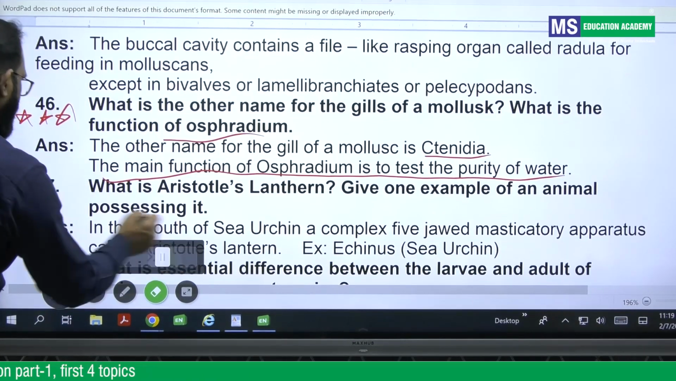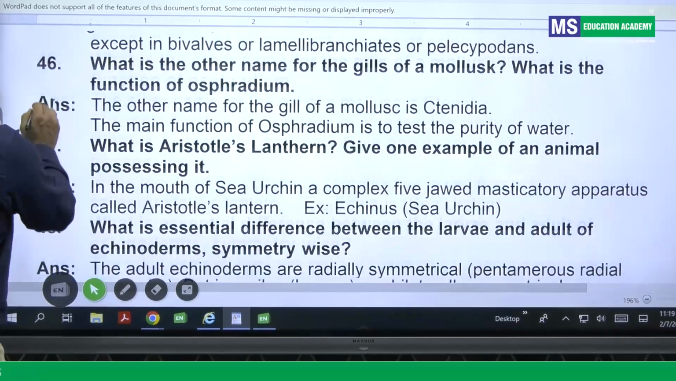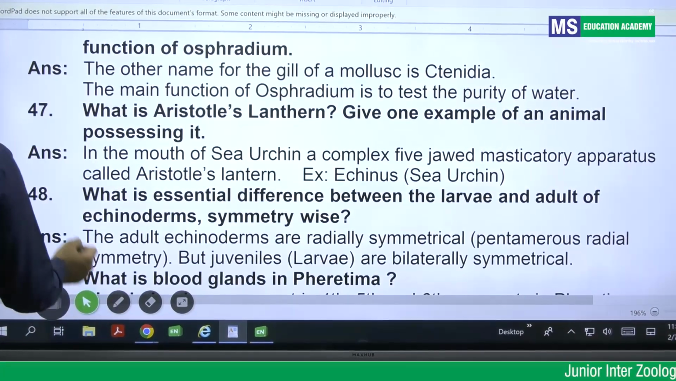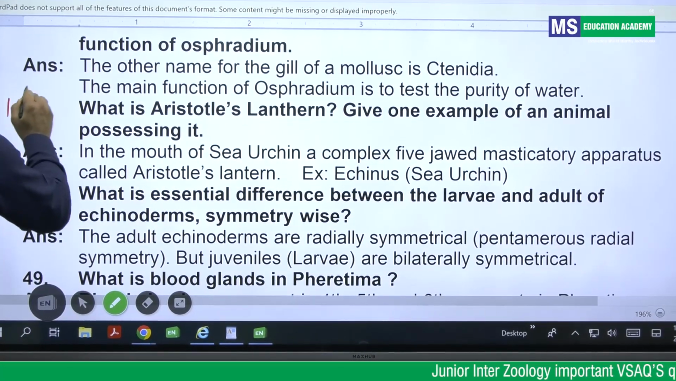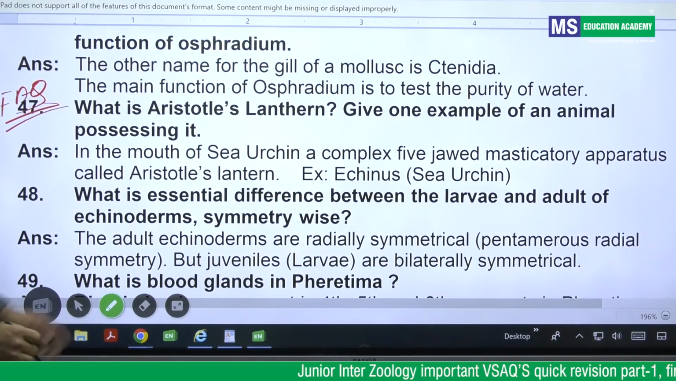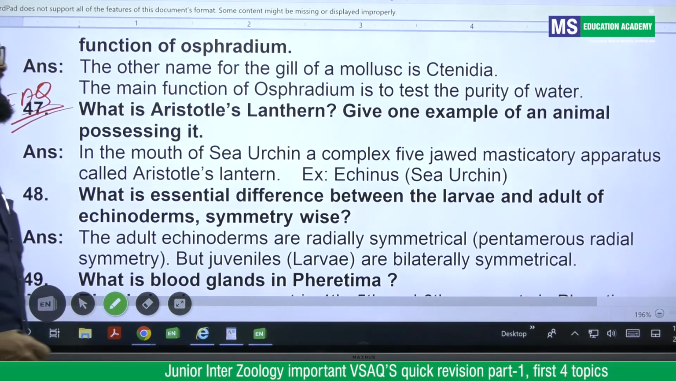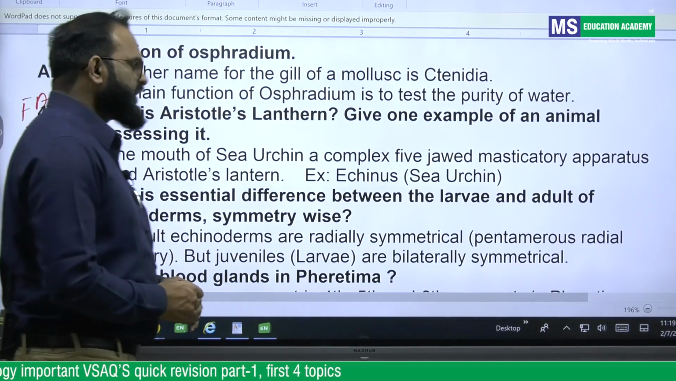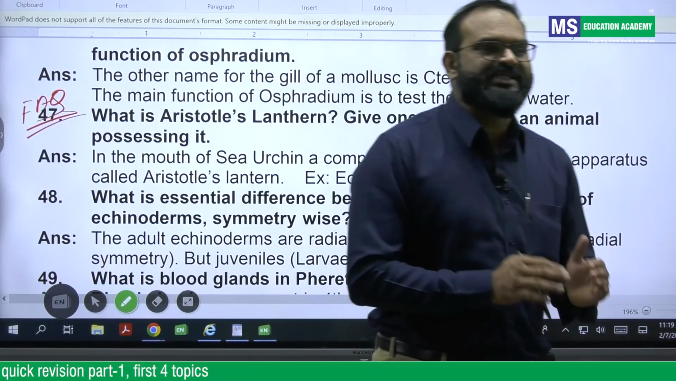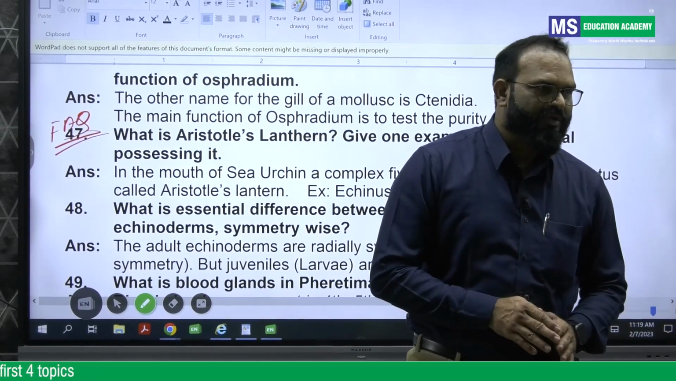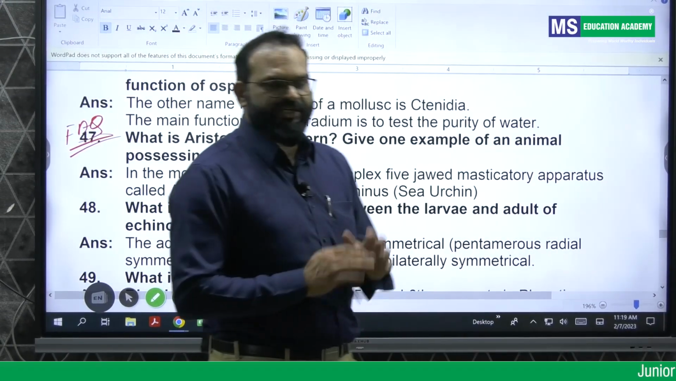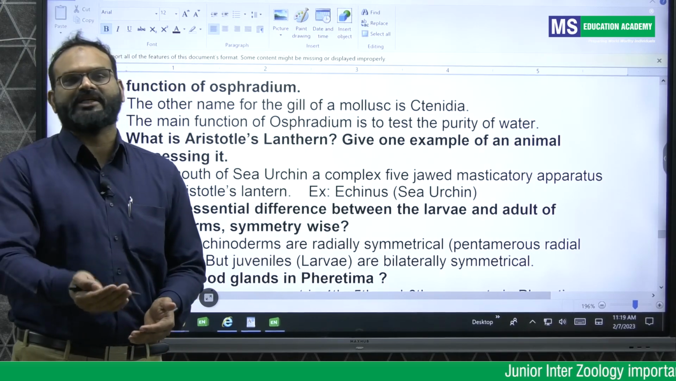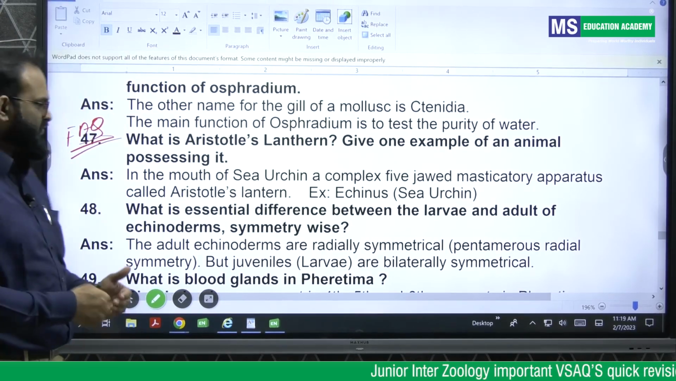Students, another FAQ, frequently asked question. In intermediate exams, what is Aristotle's lantern? Give an example of an animal possessing it. It is a 5-jawed masticatory organ. It is present in sea urchins and absent in heart urchins. Please note these, students.